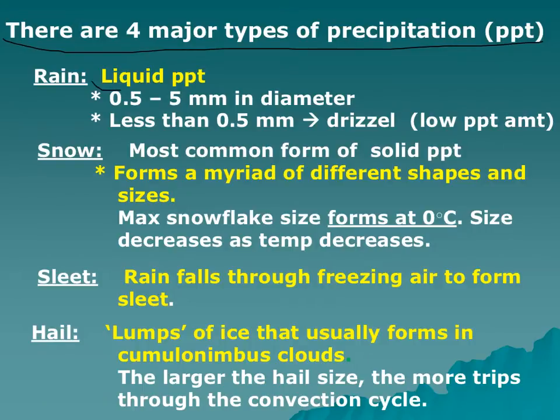There's rain, which is liquid precipitation. PPT is a short form or an abbreviation of precipitation. Yeah, there's another T in there. I could have picked a couple of T's, but PPT is precipitation. So rain that is between 0.5 millimeter and 5 millimeters in diameter is called a raindrop.